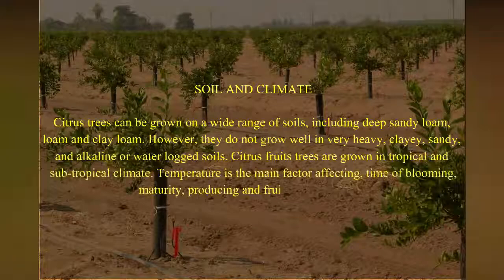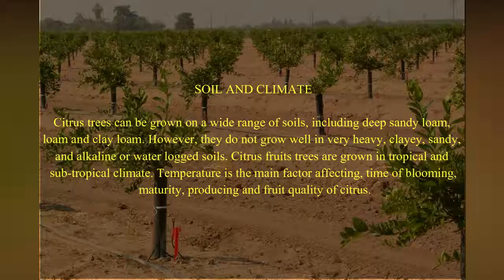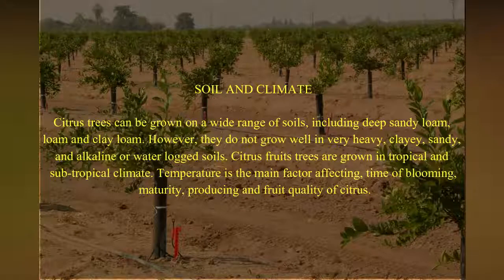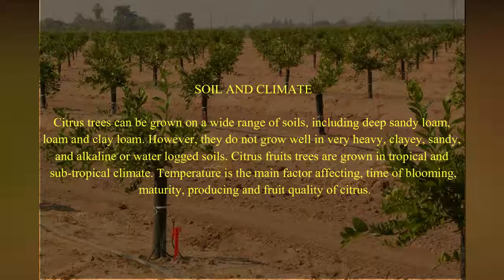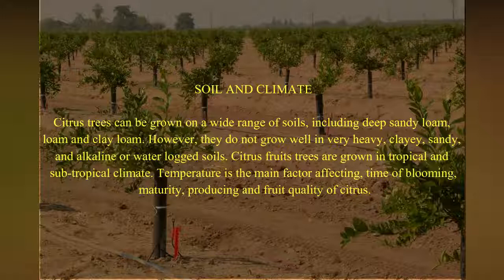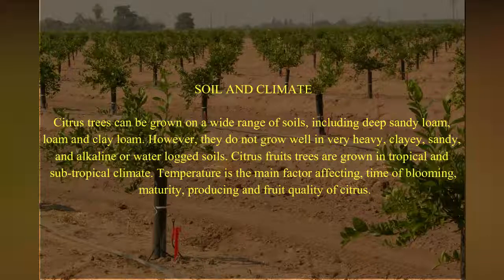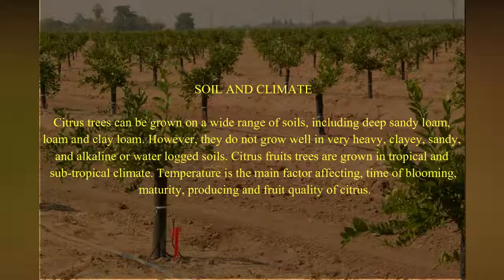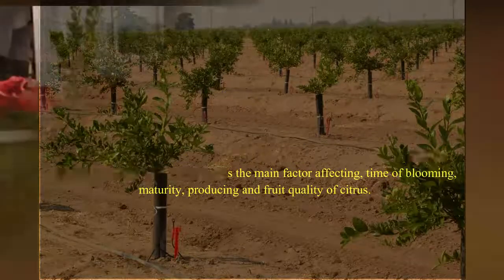Soil and climate. Citrus trees can be grown on a wide range of soils, including deep sandy loam and clay loam. However, they do not grow well in very heavy, clayey, sandy, and alkaline or waterlogged soils. Citrus fruit trees are grown in a tropical and subtropical climate. Temperature is the main factor affecting time of blooming, maturity, production, and fruit quality of citrus.